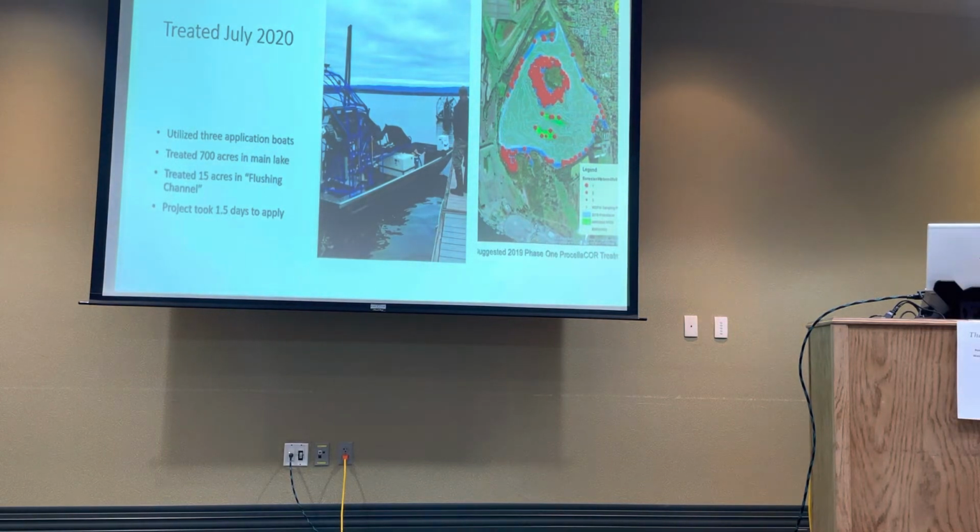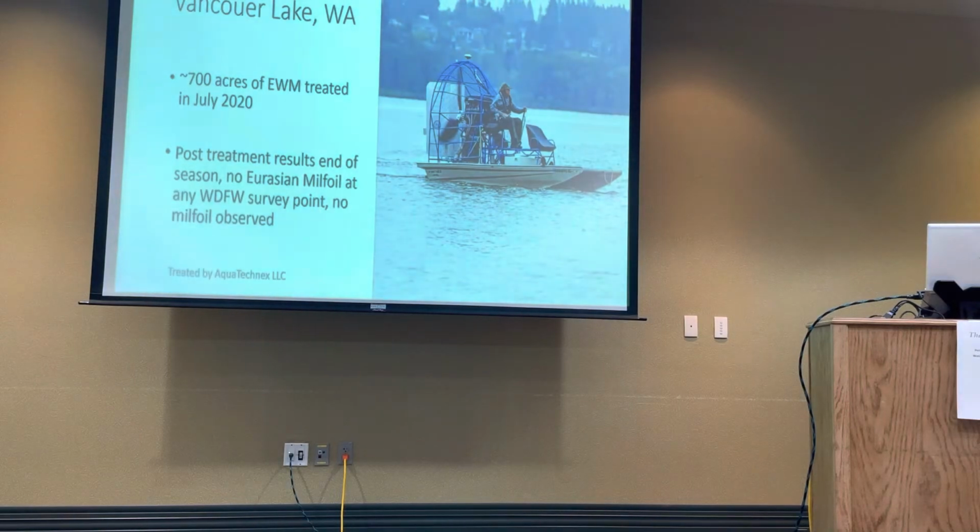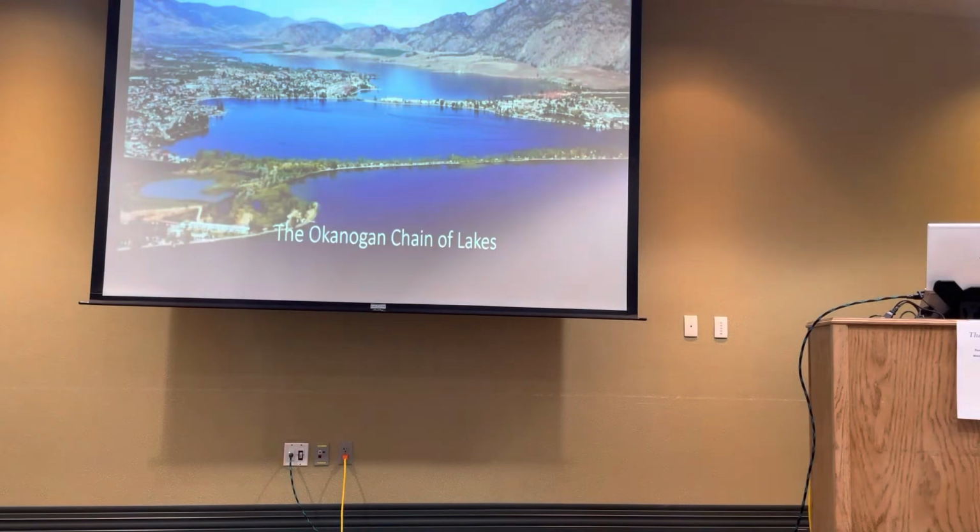So treated in July of 2020, we utilized 3 application boats, treated 700 acres in the main lake, and then treated 15 acres in the Flushing Channel. The project took about a day and a half to do. So yeah, this is Terry on the right, banging on the airboat. We treated 700 acres of EWM. Post-treatment results at the end of the season: no EWM found at any of the Washington Department of Fish and Wildlife survey points. No milfoil observed.